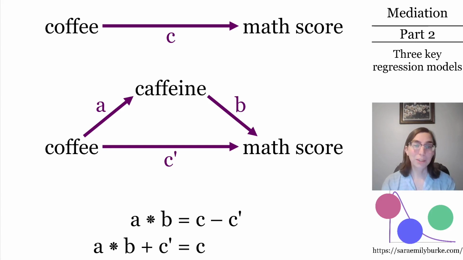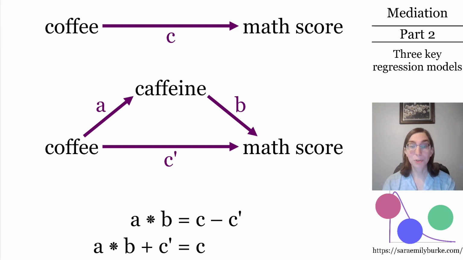And of course, if you add c prime to both sides of the equation, you can see that a times b plus c prime equals c. The slope c is also called the total effect. It represents the total difference between the average math test score in the coffee condition and the average math test score in the no coffee condition.